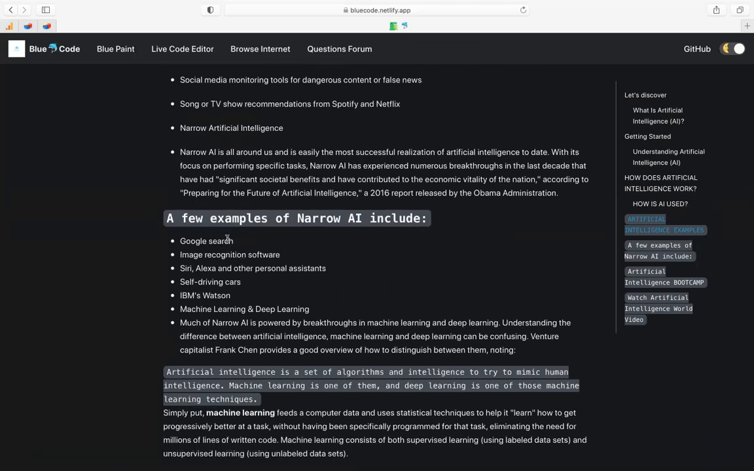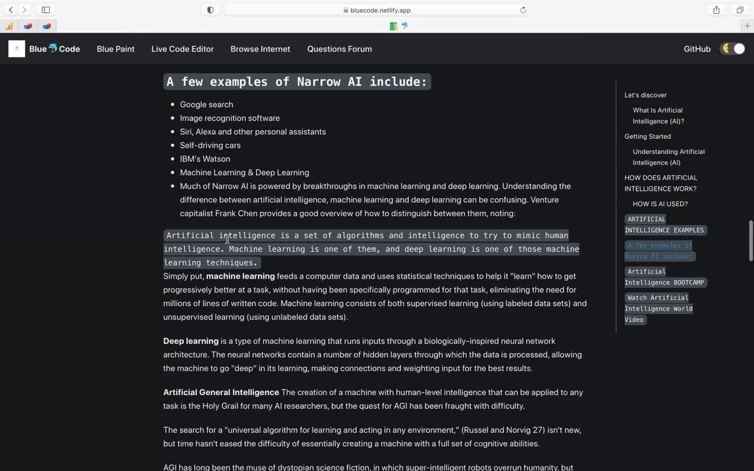We have Google search. What Google search does is to fetch you information from the web. We have image recognition software, and all that it does is to recognize an image for you. It can't think for you, it can't do other things. They are narrow, or they are limited to only one thing to do. Self-driving cars, their main purpose is to drive a car from one place to another. So this is the clear distinction between a narrow artificial intelligence and a general artificial intelligence.